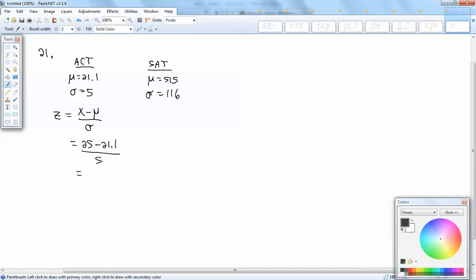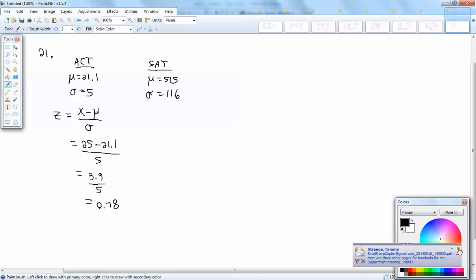And that top part, if I try to do it in my head, I'll screw it up. Let me get my calculator here. 25 minus 21.1 gives us 3.9. Good thing I checked it because I was going to try to do 4.9. And then divide that by 5, and that gives us 0.78. Okay. Now for our other one.